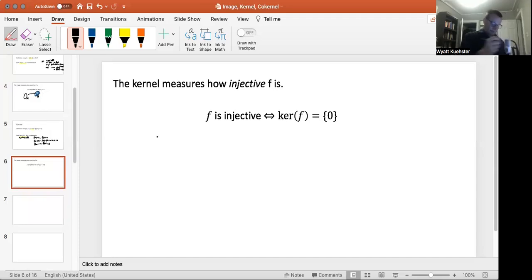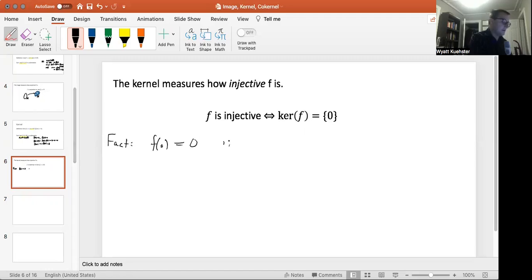Oh, whoops, I'm knocking my microphone down. First, we need to show one thing, which is a fact about R module homomorphisms. Here's a fact. f of 0 always equals 0 if f is a module homomorphism.